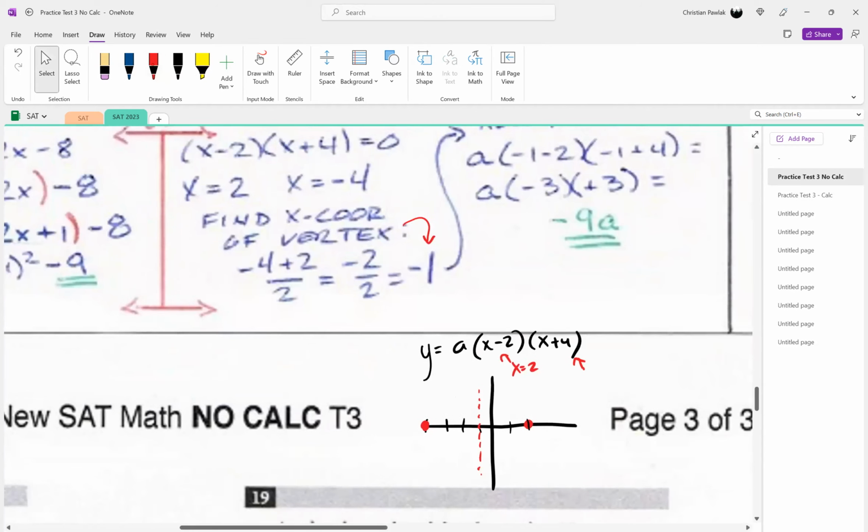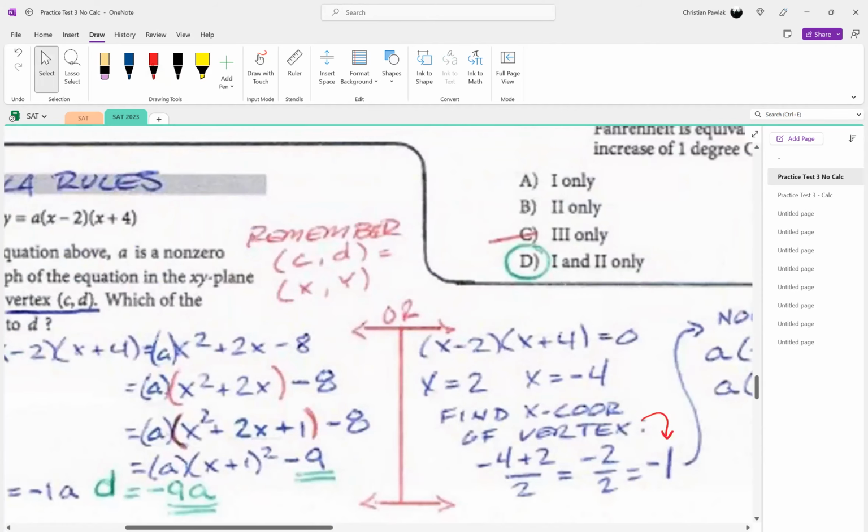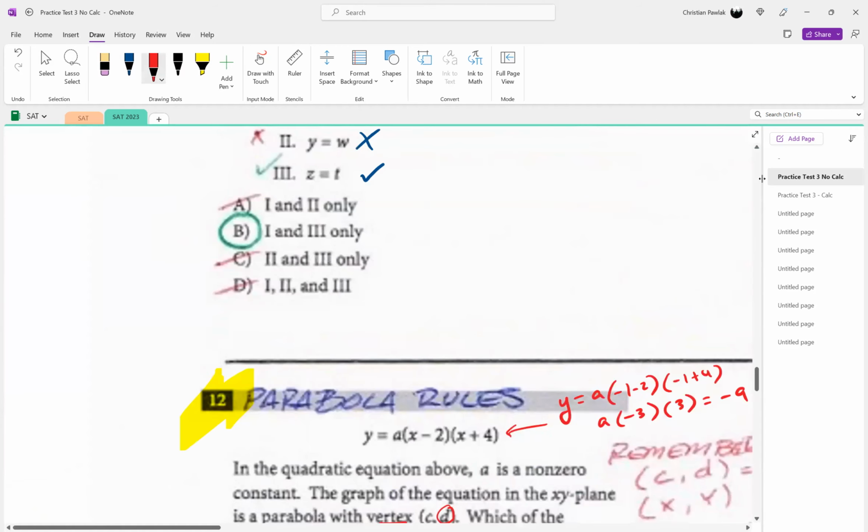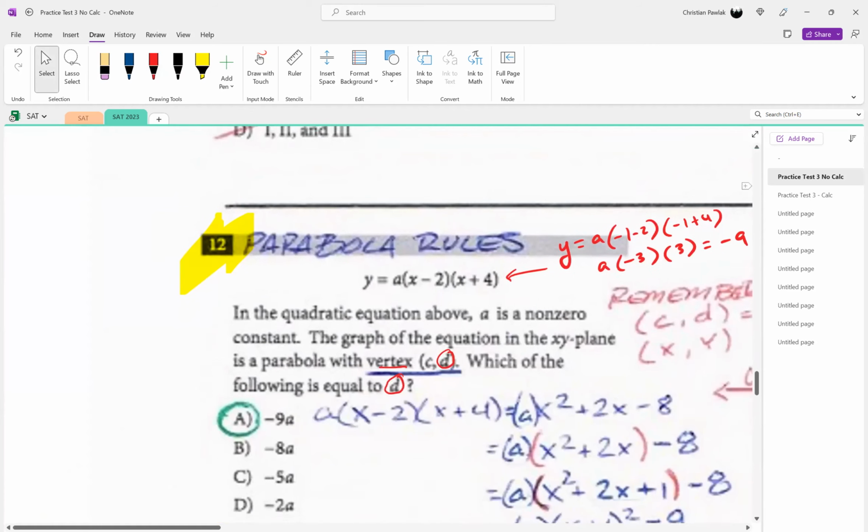Since I know that the x-coordinate is negative 1, if I want to find the y-coordinate, because that's what I want to find, what is the value of d, the y-coordinate of the vertex? All I have to do is plug negative 1 into this equation up here. What does that give me? y equals a times negative 1 minus 2 times negative 1 plus 4, a times negative 3 times positive 3, which equals negative 9. I'm sorry, negative 9a.